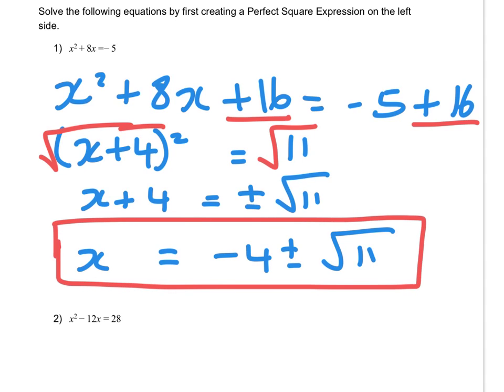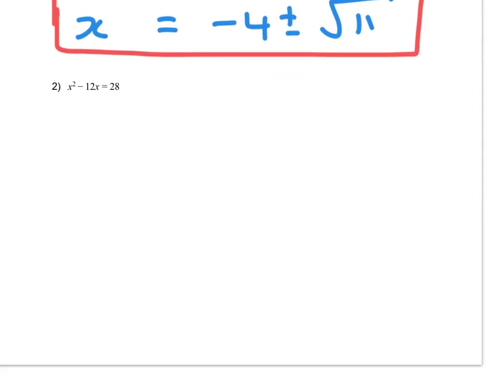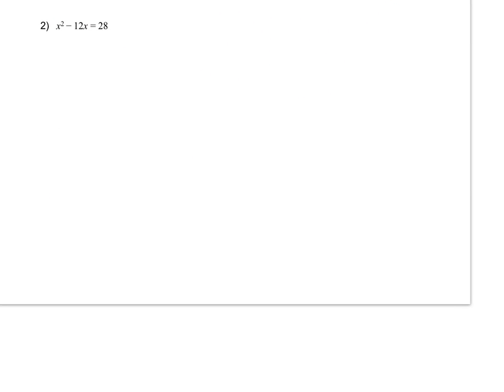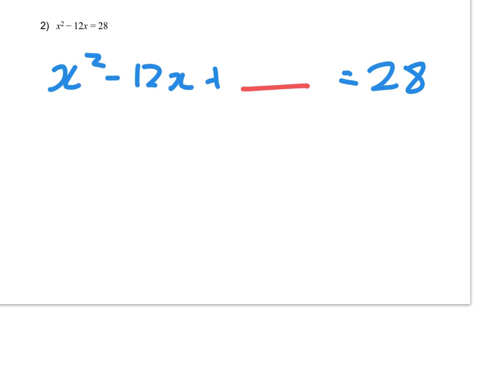Okay, so all you're doing, you're adding a number onto the end here, which makes this left side into a complete square expression. Let's look at the next one here. So what we're going to have is x squared minus 12x plus something equals 28. Now, remember, we have to complete the square.